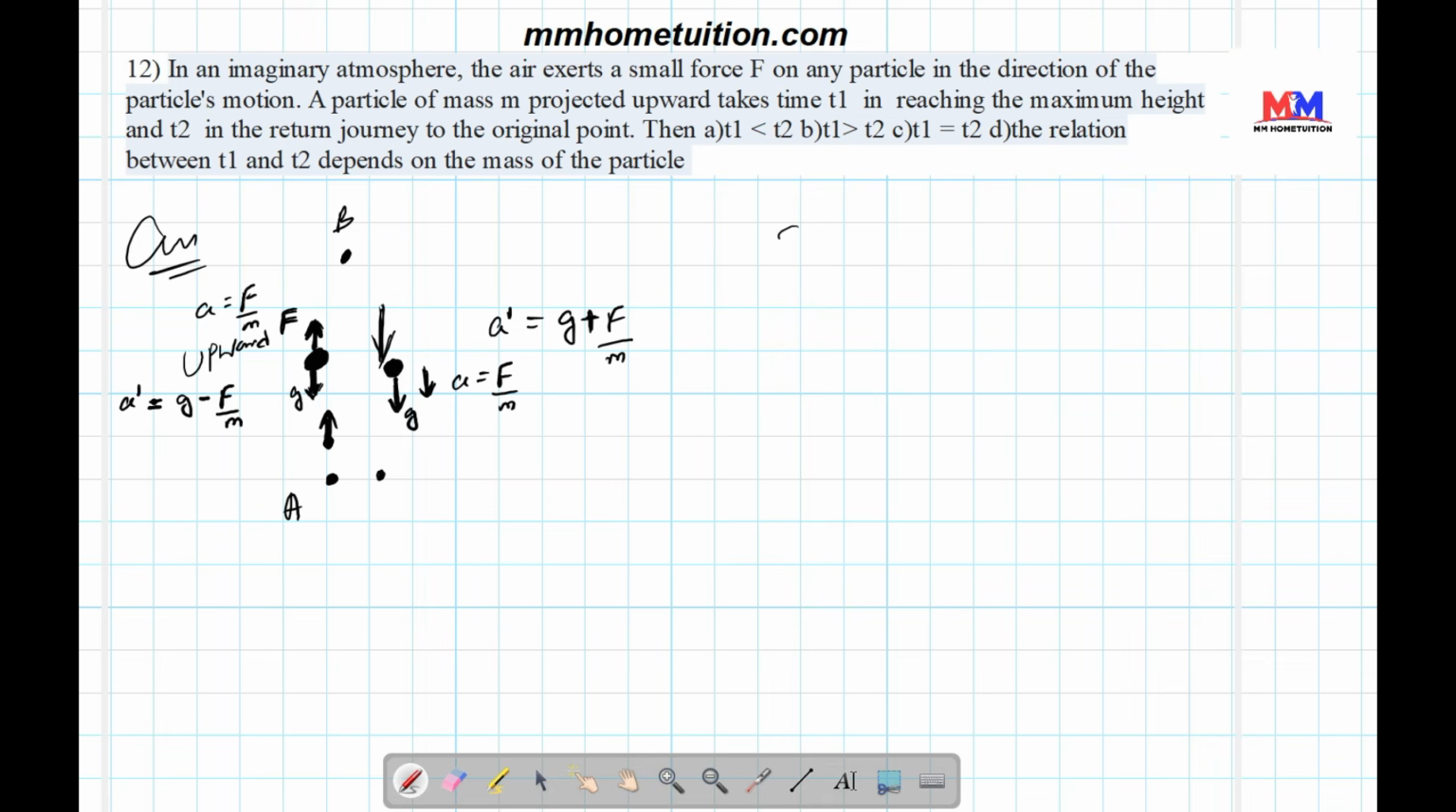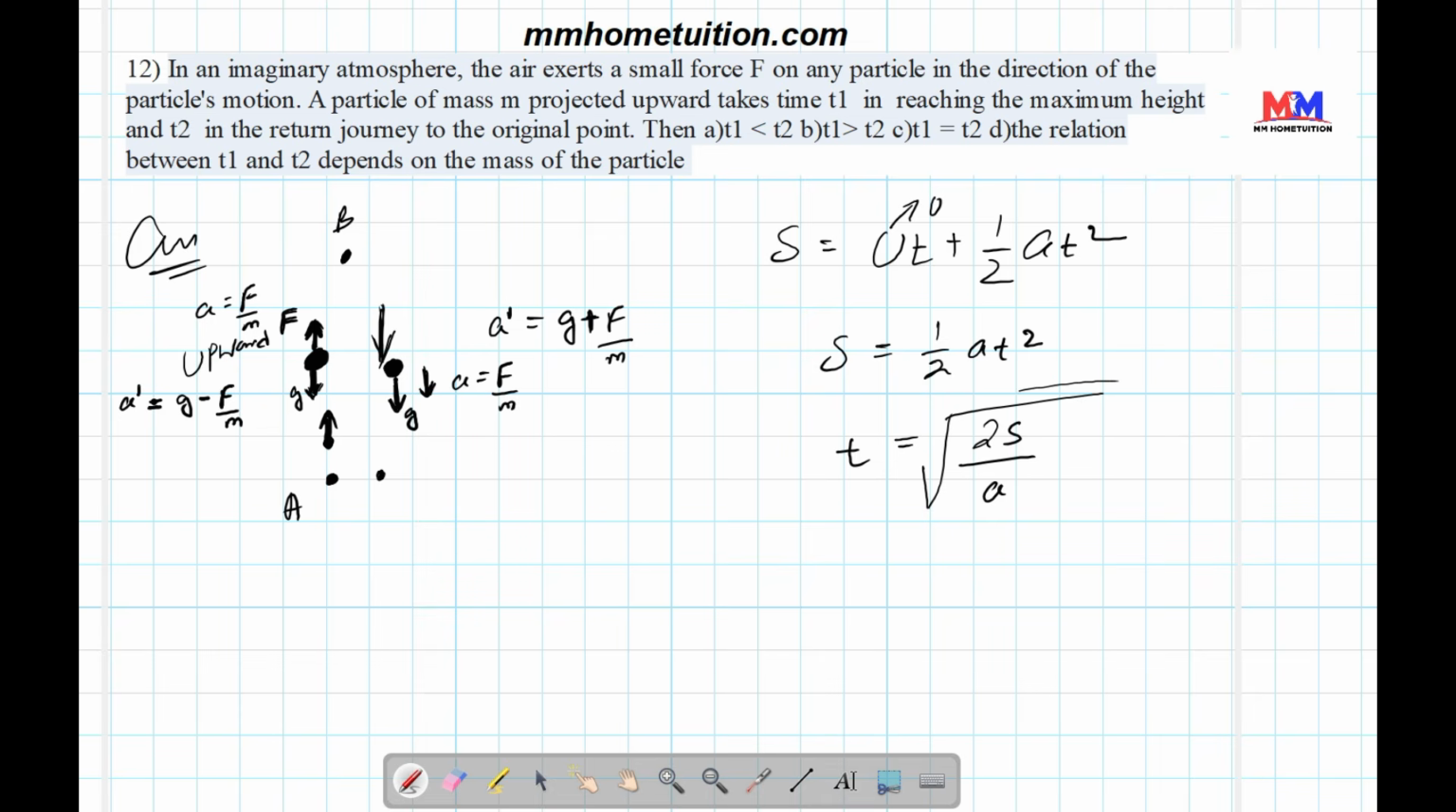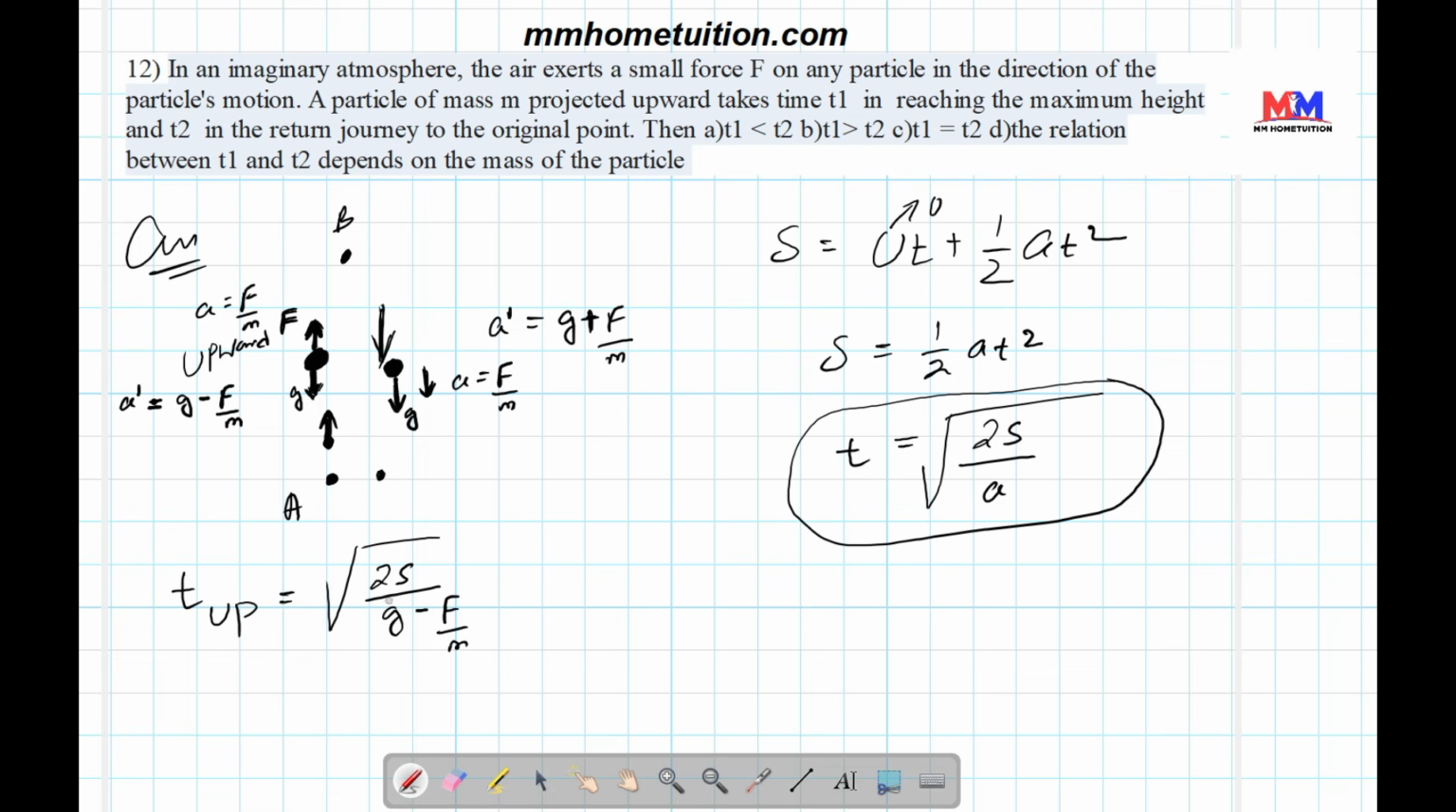We know that s equals ut plus half at square. As u equals 0, s equals half at square, so t equals root over 2s by a. We have to calculate the time during upward motion and the time during downward motion. In case of upward motion, time equals root over 2s divided by g minus F by m. So that is the time during the upward motion.